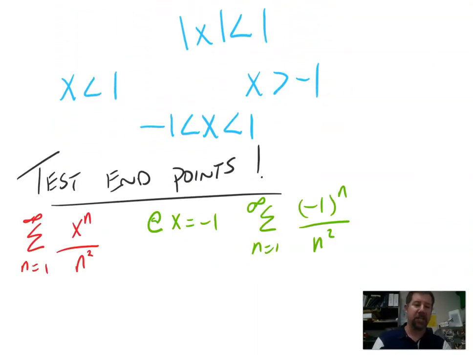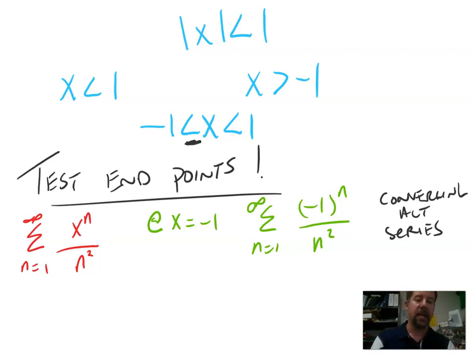When we take our power series and plug in negative 1, I get negative 1 to the n over n squared. This is an alternating series whose terms go to 0. It passes the nth term test for divergence, and the terms are getting smaller every time. So this is a converging alternating series, so we would need an or equal to part on the negative 1.